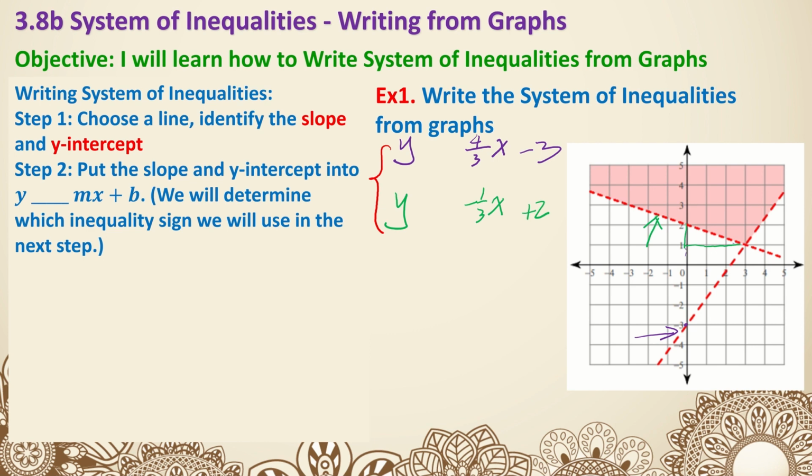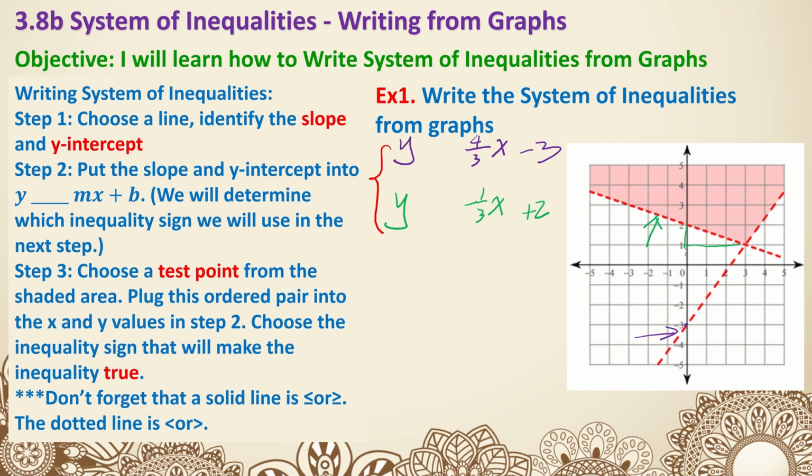Next, we are still going to do what we did in the previous lesson. We are going to use points to test. But we can't just choose a random point. In other words, we can't just always use 0, 0. We have to choose a point that is in the shaded area. So step 3, we're going to choose a test point from the shaded area. We're going to plug them into the inequalities. Well, the potential inequalities. Right now, we don't know the inequality symbol. So let's pick a point and plug them in.